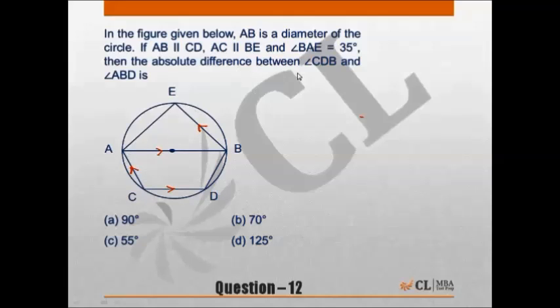As per the question, angle BAE is 35 degrees. This angle is 35 degrees. Angle E is the angle in a semicircle, so it has to be a 90-degree angle, and hence angle B has to be a 55-degree angle. Now AB and CD are parallel lines.